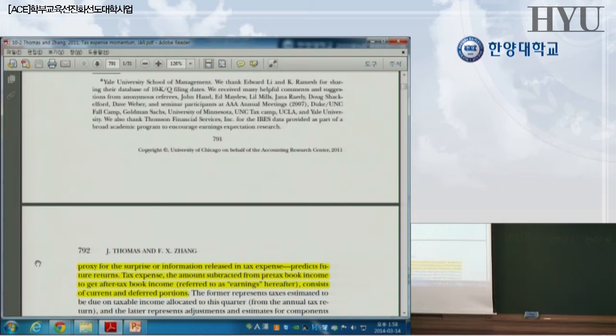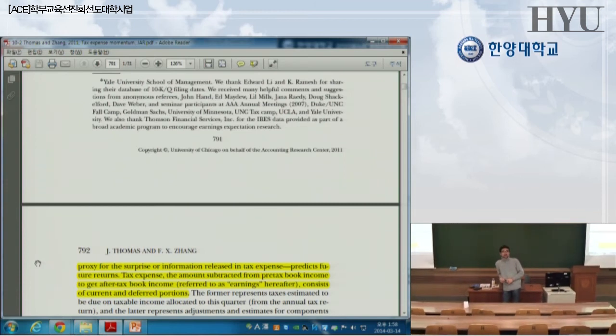동의하나요? 네. 왜 나쁜 뉴스 있어? 네, 그럴 수 있지. 그렇게 정확히 말하면.